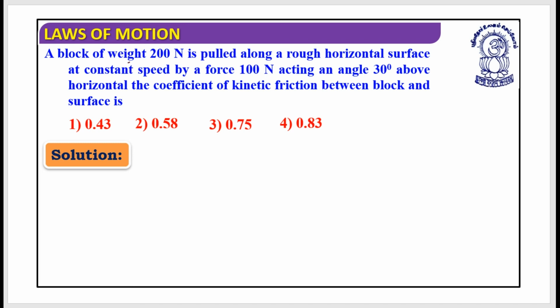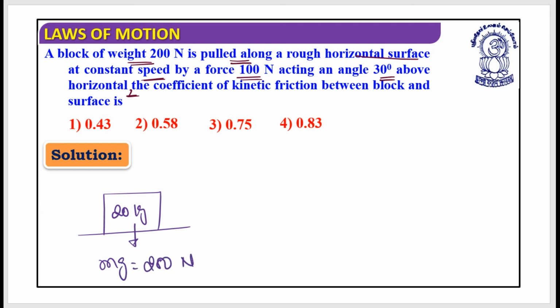What does it say? A block of weight 200 Newton is pulled along a rough horizontal surface at constant speed by a force of 100 Newton acting at an angle of 30 degrees above the horizontal. The coefficient of kinetic friction between the block and the surface is required. So let's try to make a situation. It could be a block of weight 200 Newton, so mass would be 20 kg and this would be mg, which is 200 Newton.